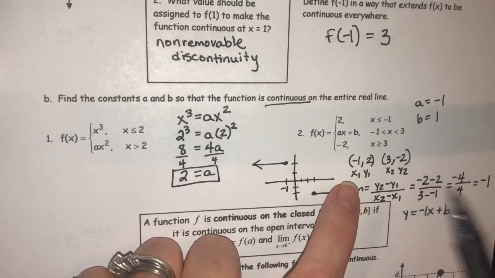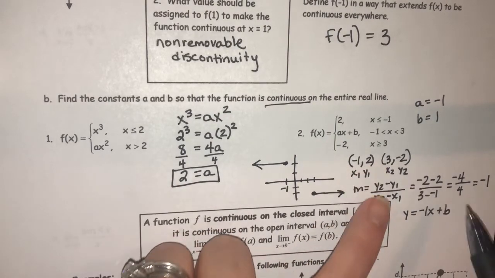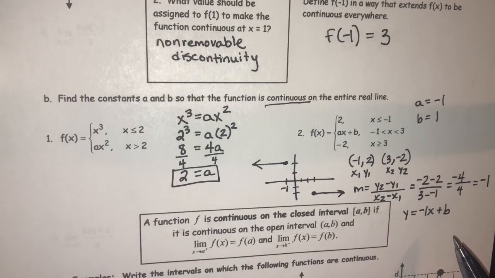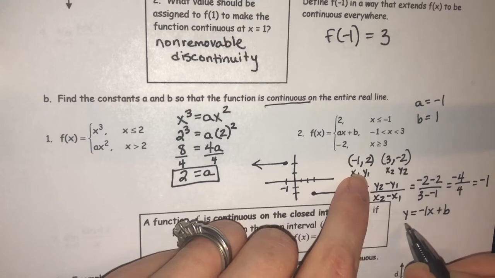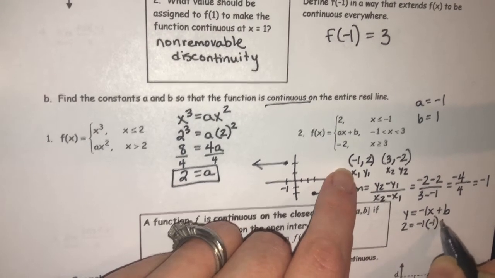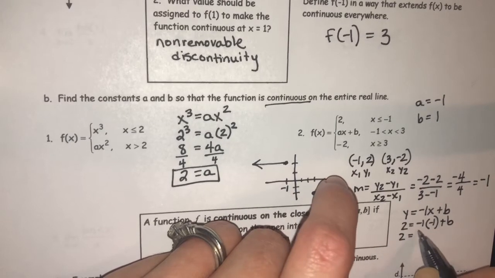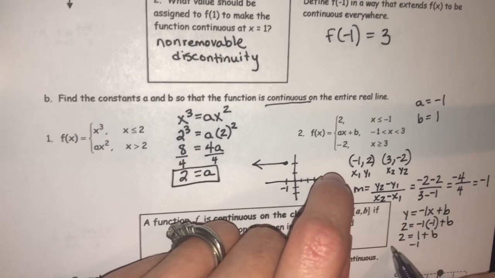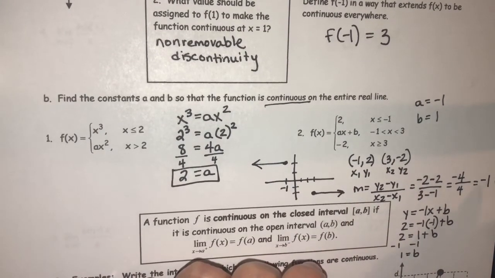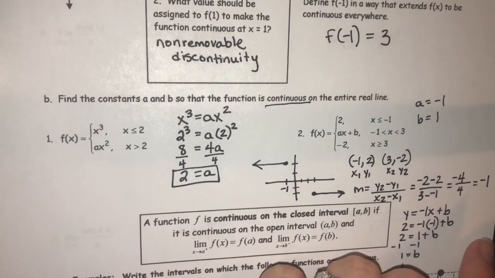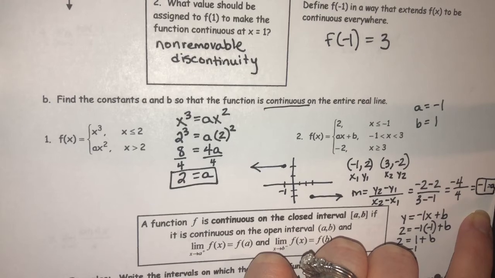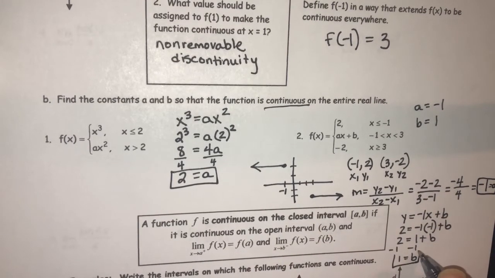And we can substitute in either the first point or the second point for x and y and solve for b. I'll just sub in the first point. So the y value is 2 and the x value is -1. So 2 equals +1 plus b. Subtract the 1 on both sides, 1 equals b. Okay, I guess I could have put equals a here. So -1 equals a, and 1 equals b.